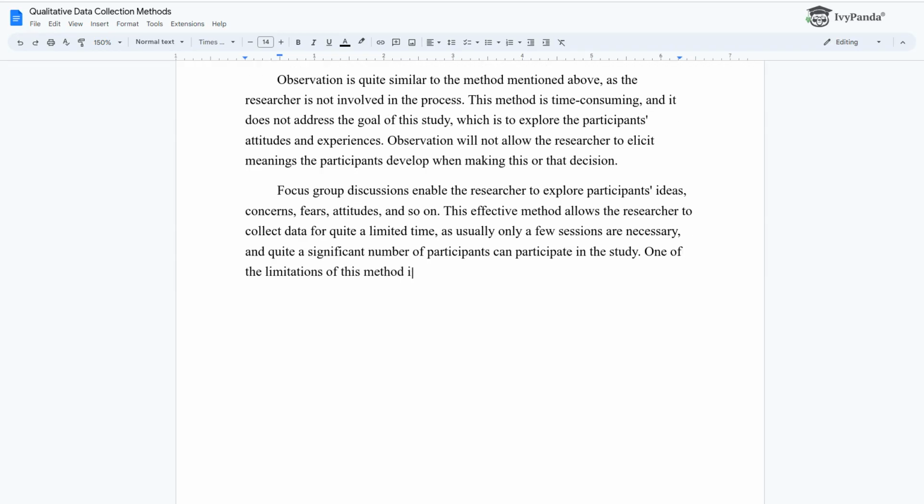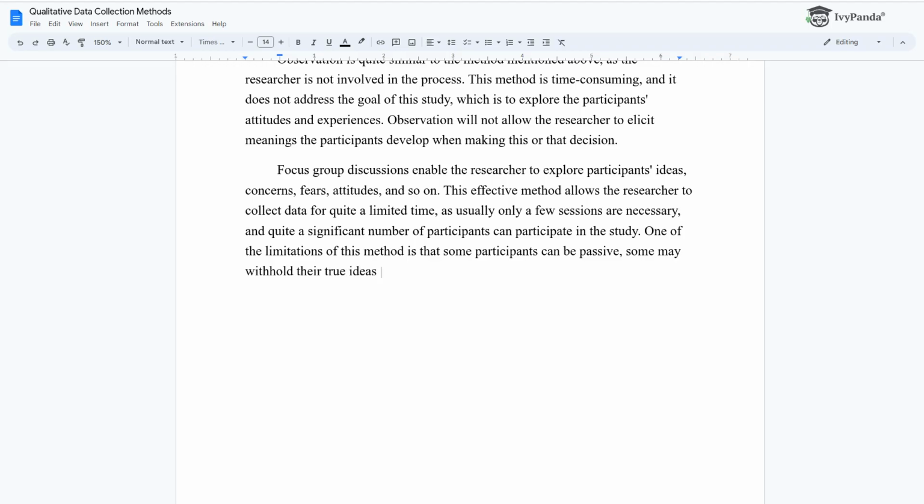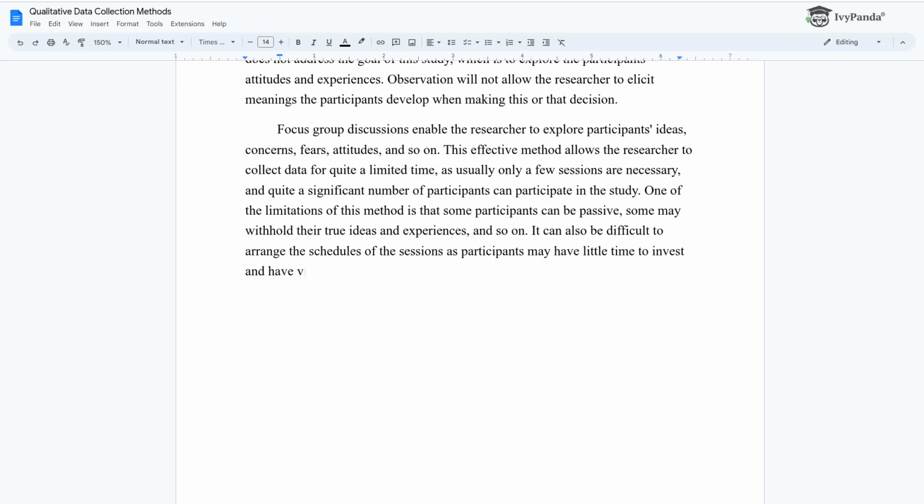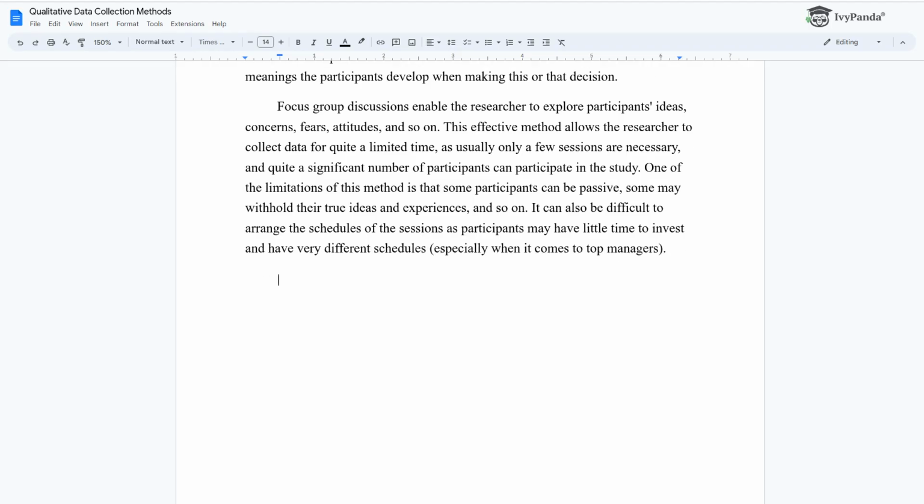One of the limitations of this method is that some participants can be passive, some may withhold their true ideas and experiences, and so on. It can also be difficult to arrange the schedules of the sessions, as participants may have little time to invest and have very different schedules, especially when it comes to top managers.